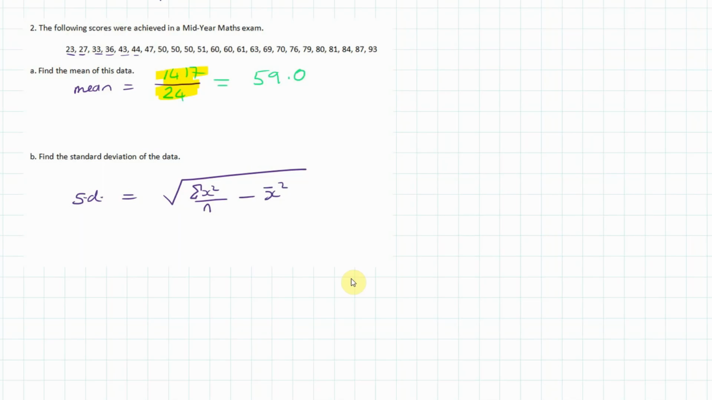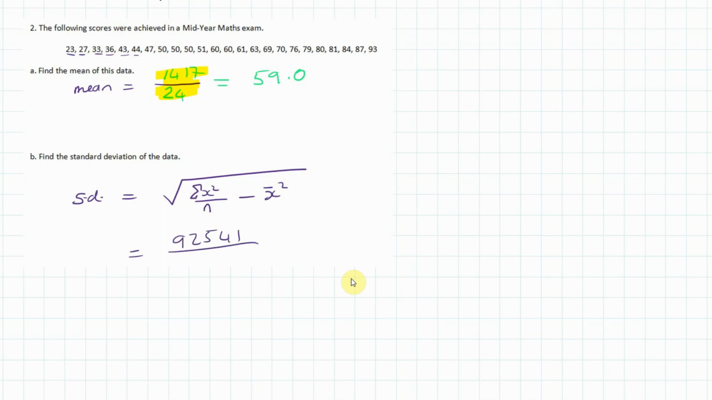Plus 63 squared plus 69 squared plus 70 squared plus 76 squared plus 79 squared plus 80 squared plus 81 squared plus 84 squared plus 87 squared plus 93 squared. Okay, so I get 92,541.